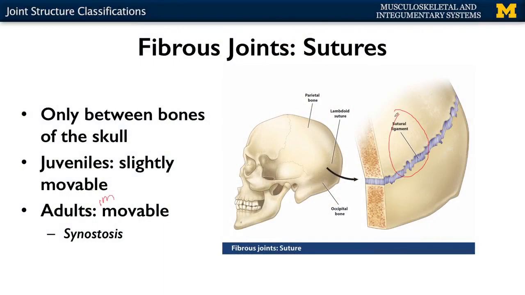Now eventually, particularly with really advanced age, you'll have the actual replacement of the ligament with bone, and that's referred to as a synostosis. So this is a bony joint where you don't have any connective tissue anymore, all you have left is bone. So sutures are specific to the skull.